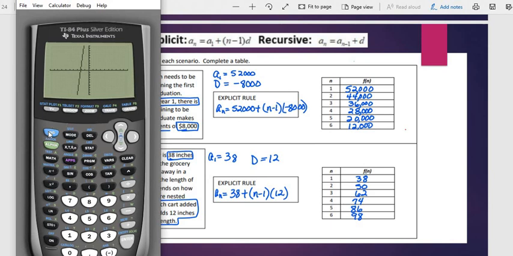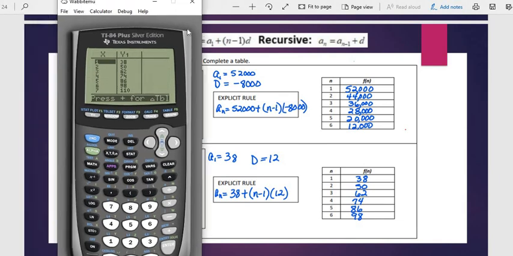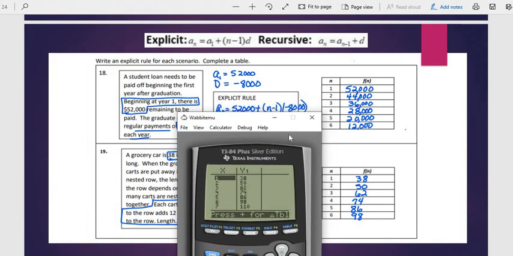Now I'm going to go again, second and graph. Now my table shows up. And so when I look at this right here, you see that one cart is 38 inches long. Add a second one to it, it becomes 50 inches. Add a third one, it's 62 inches. Add a fourth cart shoved together, and it's 74 inches long. Add a fifth cart, it's 86 inches long. Add a sixth cart to it, and it's 98 inches long. And if you added a seventh cart to it, it's 110 inches long.